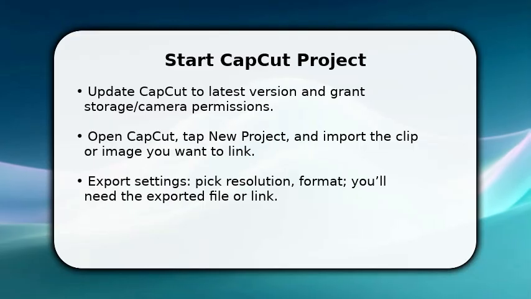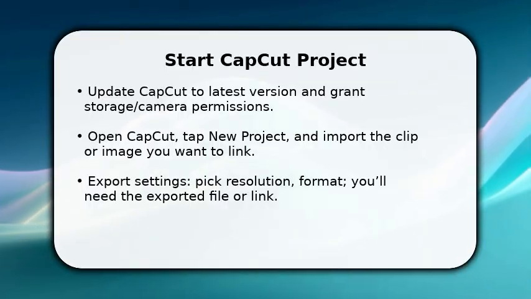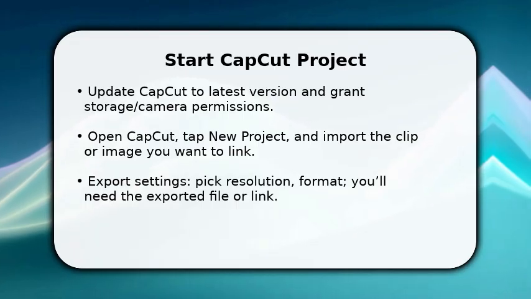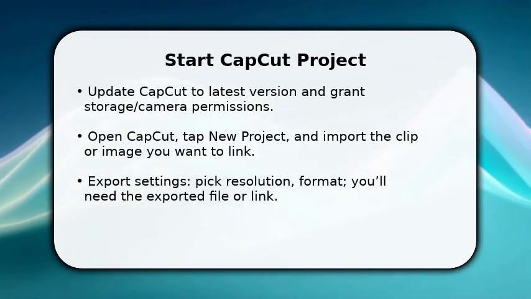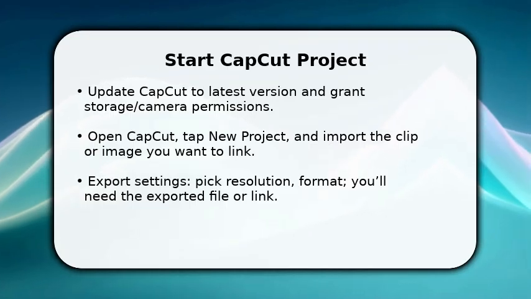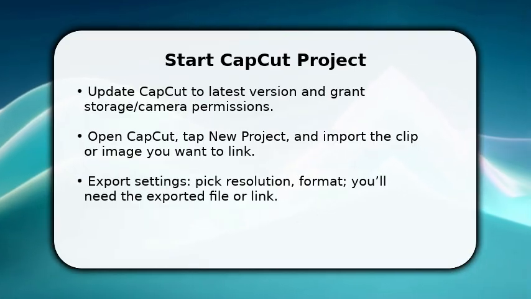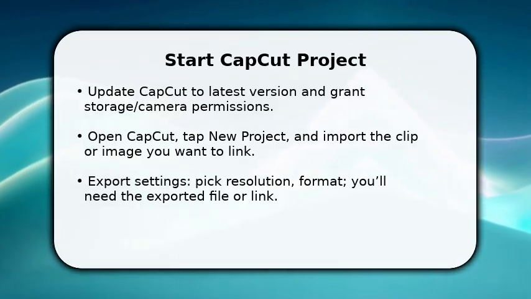Enjoy the video. You'll start by preparing the asset you want the QR code to point at. Update Capcut and allow storage access, then open New Project and import the media. Once done, set export resolution and format so scans point to a usable file. Make sure the clip or image is clean and trimmed. This reduces file size and speeds upload.